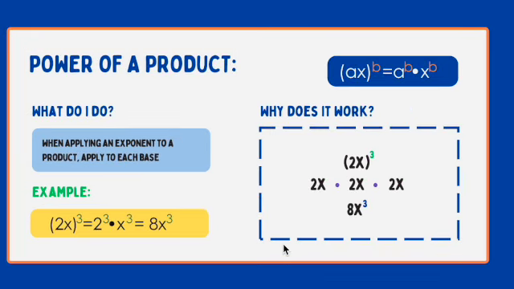Next one is the power of a product. When applying an exponent to a product, we apply it to each base. Like in here, the b is outside the parentheses and a times x is inside the parentheses. So we apply the exponent to each of them: ax inside the parentheses to the power b means a raised to the power b and x raised to the power b. Similarly in this example, 2x raised to the power 3, basically we have 2x times 2x times 2x, and that makes 8x cubed.